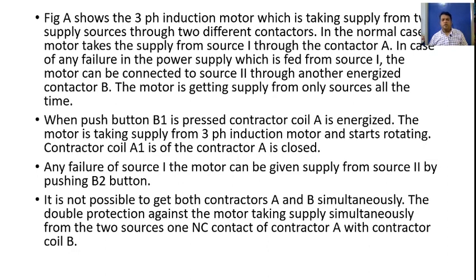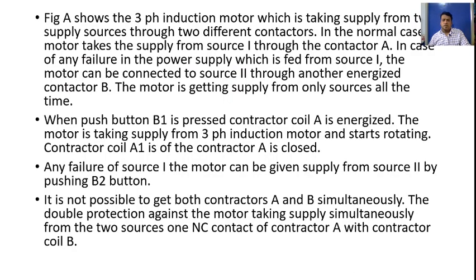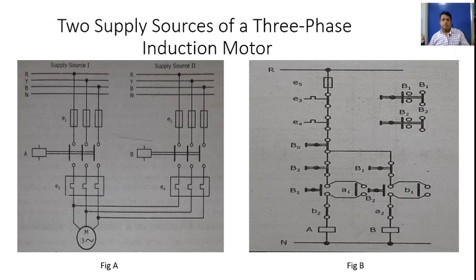In case of any phase and power supply failure from source 1, the motor can be connected to source 2 through another contactor, which is contactor B. The motor is getting supply from only one source at all times. And here, the push buttons are also available.